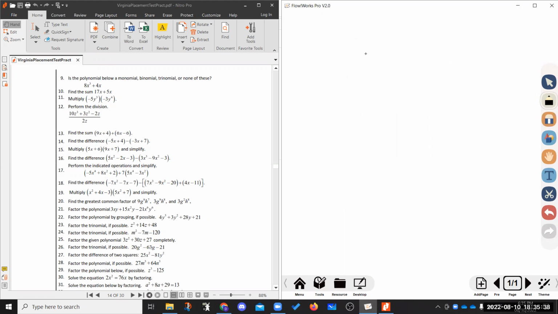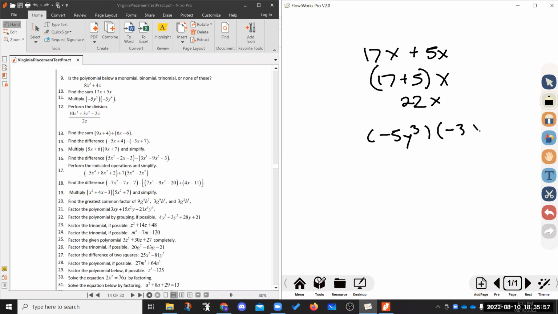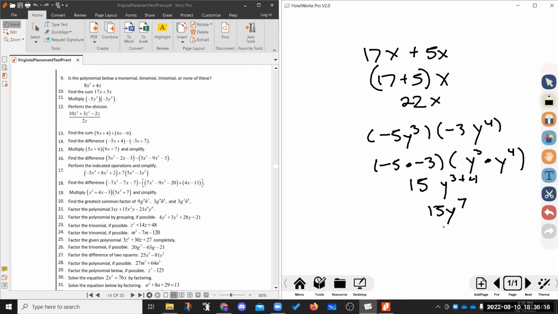Now we're going to find the sum of the like terms, 17x and 5x. I can only add things together that are like terms that have the same degree. So 17 plus 5, keep the x, is 22x. When I multiply, the coefficient part, I'm going to multiply the variable part. This is going to give me 15y to the 3 plus 4, which is 15y to the 7.